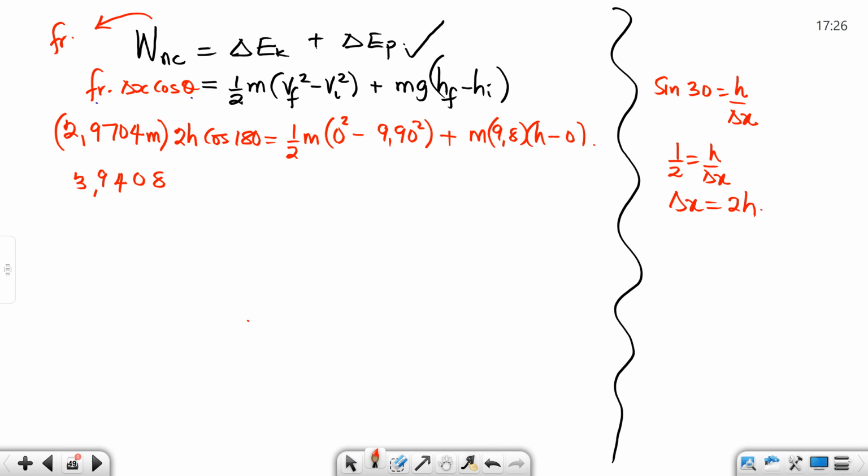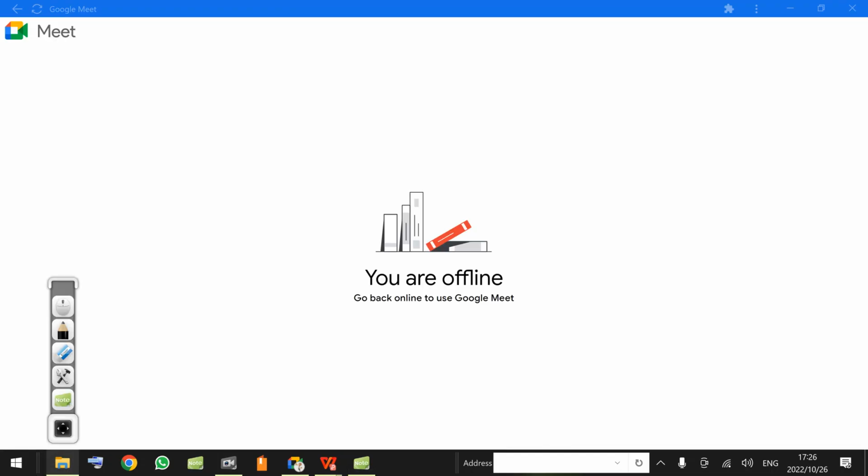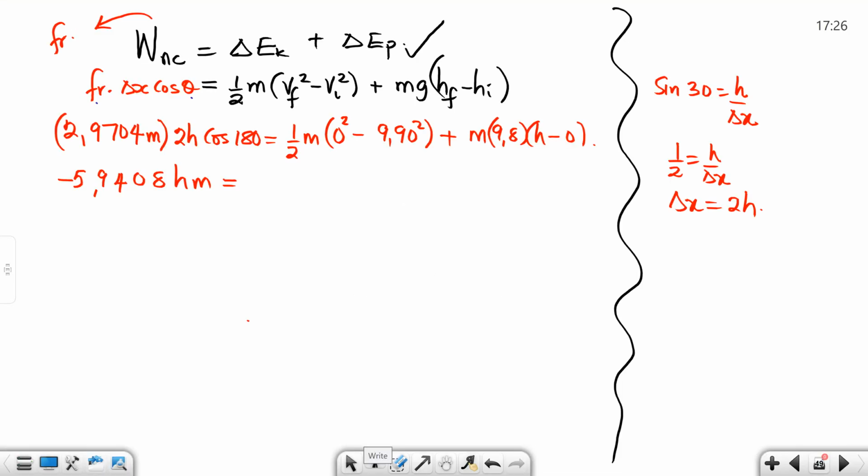Why 5? 2 times 2, 4. Sorry. 180 is what? Negative 1. Which makes all of this what? Negative. And I have HM. Guys, just do the right maths. Physics will fall into place. Do you want to give me that answer? Half 0 squared minus what? Somebody's giving me negative. Somebody's giving me positive. Negative. Comma 0.